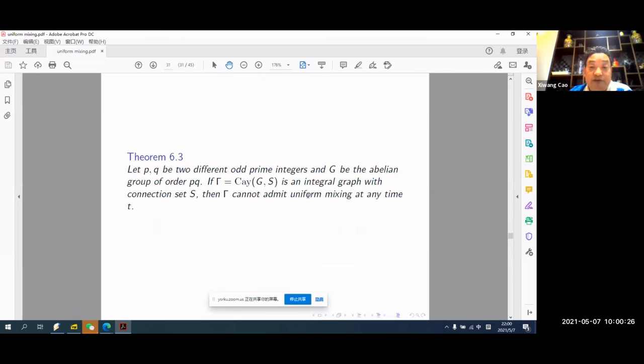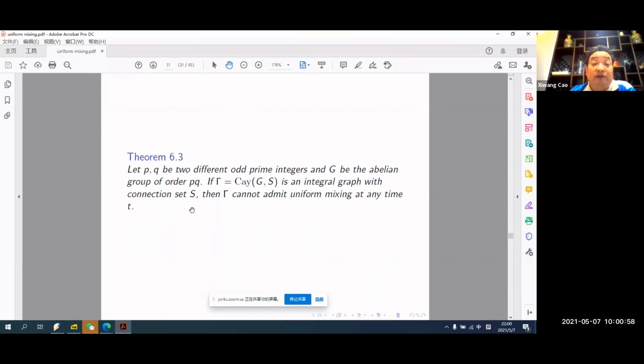I just go to my results. Here, if p and q are two different coprime integers and G is a group of order pq and gamma is an integral graph, then we can prove that gamma cannot admit uniform mixing at any time.